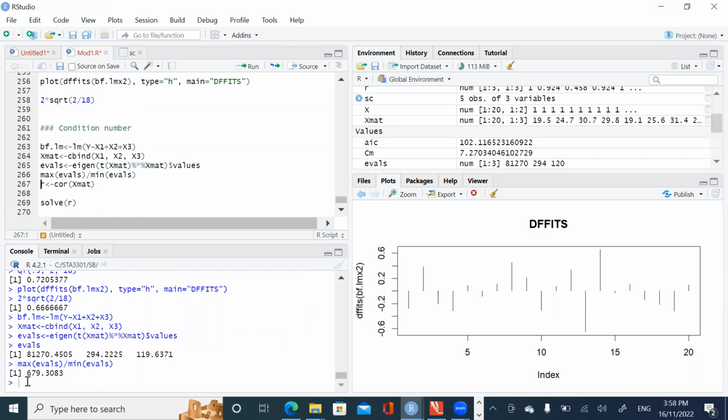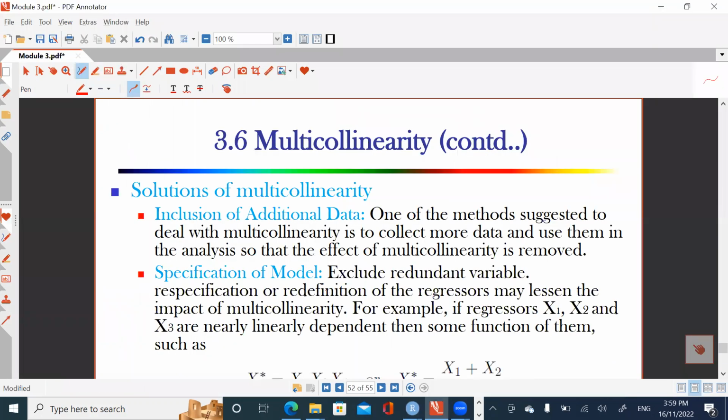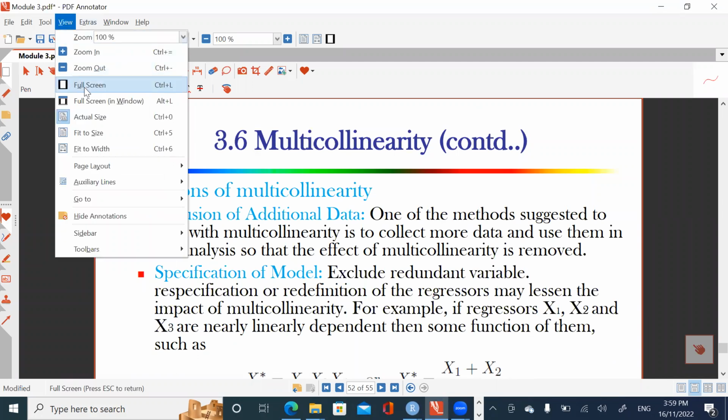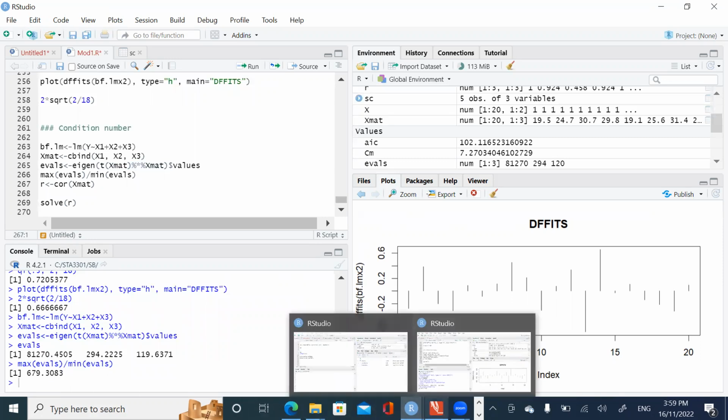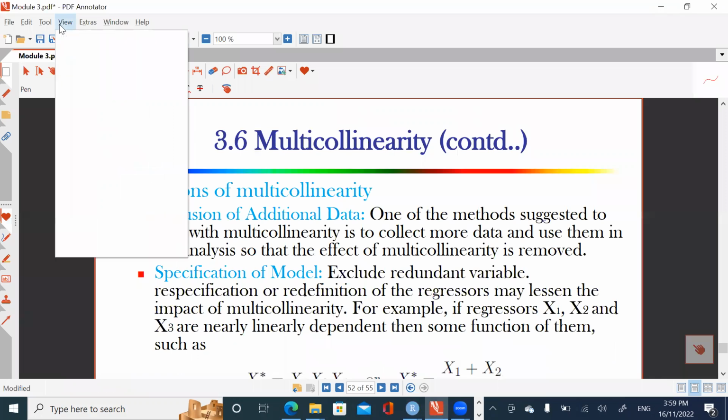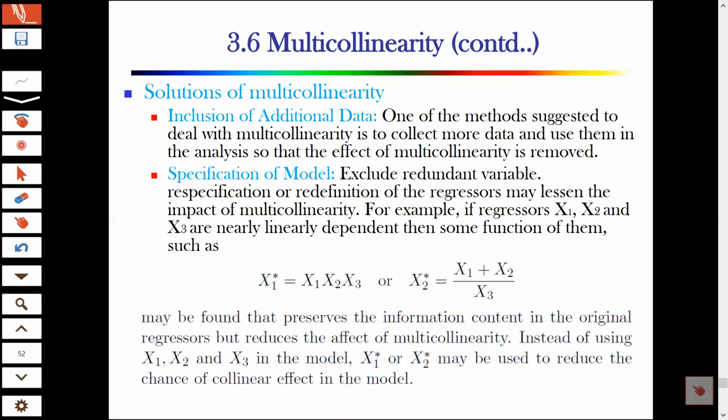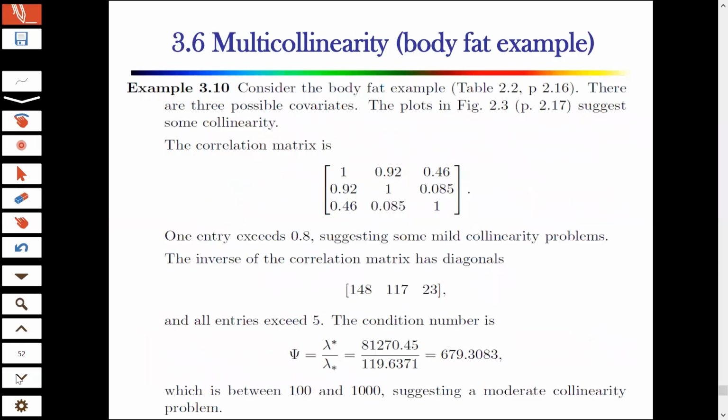So the condition number is less than 1000, so that is a moderate form of multicollinearity. And we got here a condition number of 679. So look at here, the condition number is 679, which suggests a moderate multicollinearity.